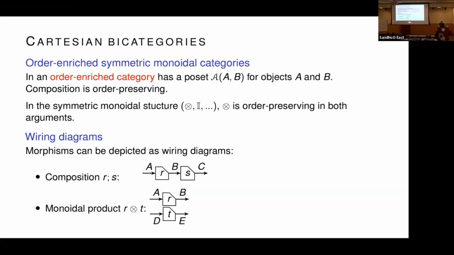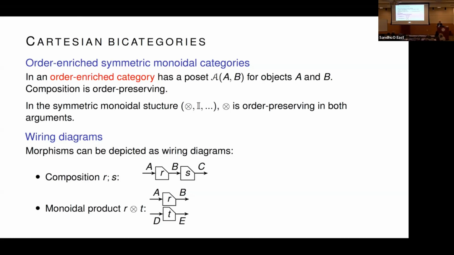So one of the things that I mentioned was that the rel category is a Cartesian bicategory, and that's a category that has a monoidal structure. If you're thinking about sets and relations, that's Cartesian product, but in the category of relations, that's not the categorical product. And you can really write these things in a very satisfactory way using wiring diagrams. It looks sort of like this.